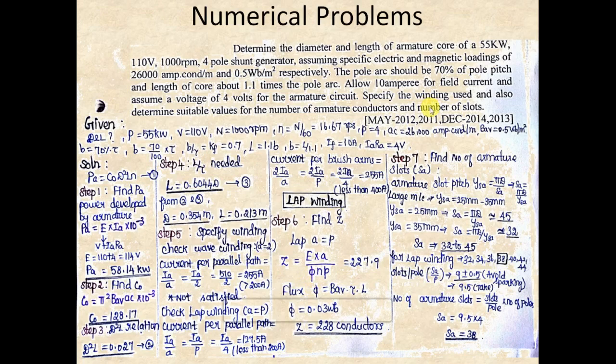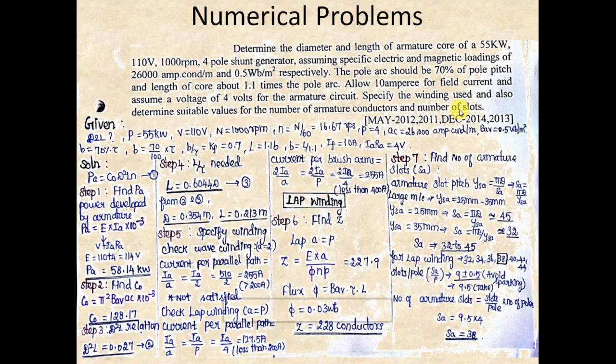The value of specific magnetic loading is given. You all very well know that the standard relation of specific magnetic loading is P phi divided by pi D L. So by using that relation we can easily determine the value of phi. Thereafter we have to substitute this value of phi in this relation to get the value of Z. So we have found out the value of number of armature conductors also.